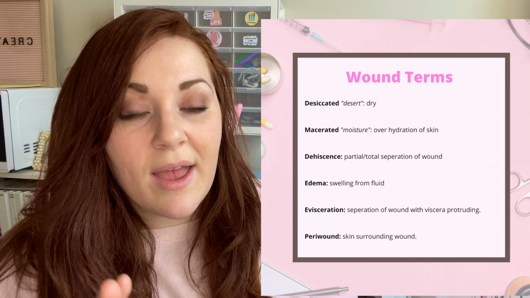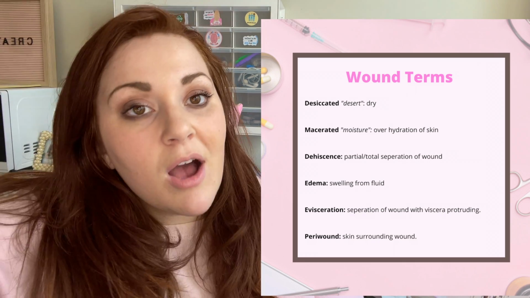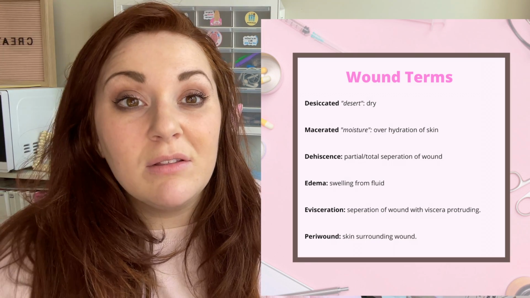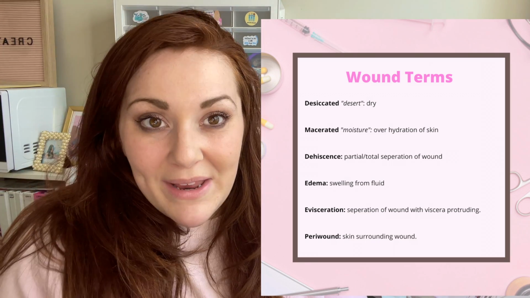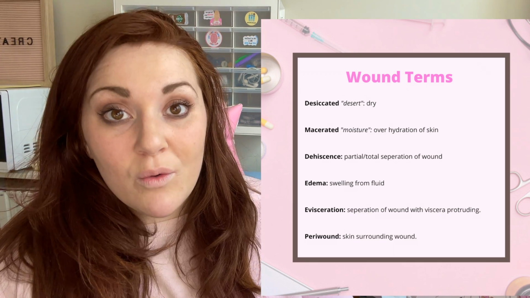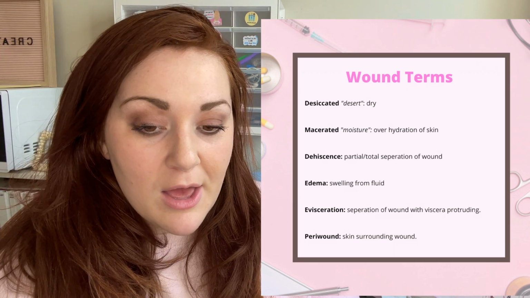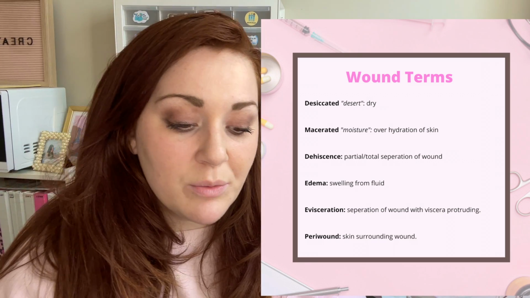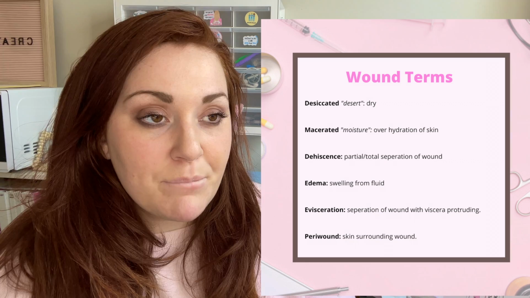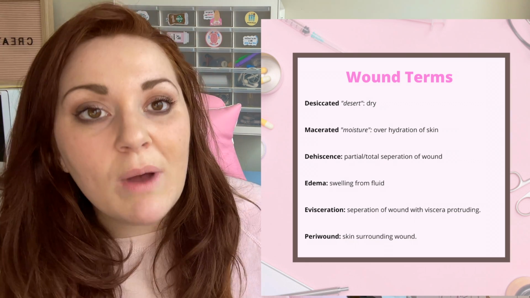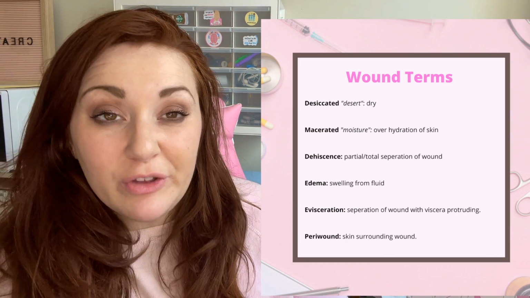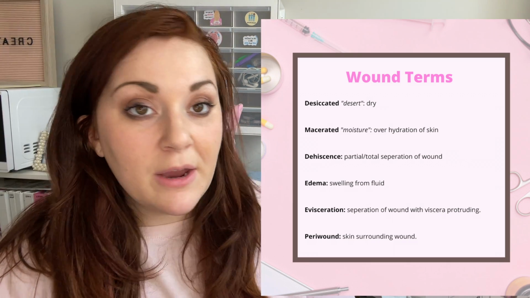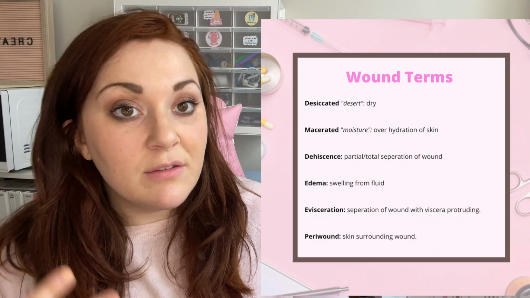General terms with wounds is that if you have a wound that is desiccated, desert, I always think, because it's dry, whereas macerated is opposite, macerated moisture. If a wound is macerated, it's overhydrated. It could be kind of whitish because it's an over moisture of the skin. Dehiscence is a partial or total separation of a wound. Edema is just considered swelling. Usually there's fluid there, so fluid swelling with a wound. And then peri-wound is skin surrounding a wound.